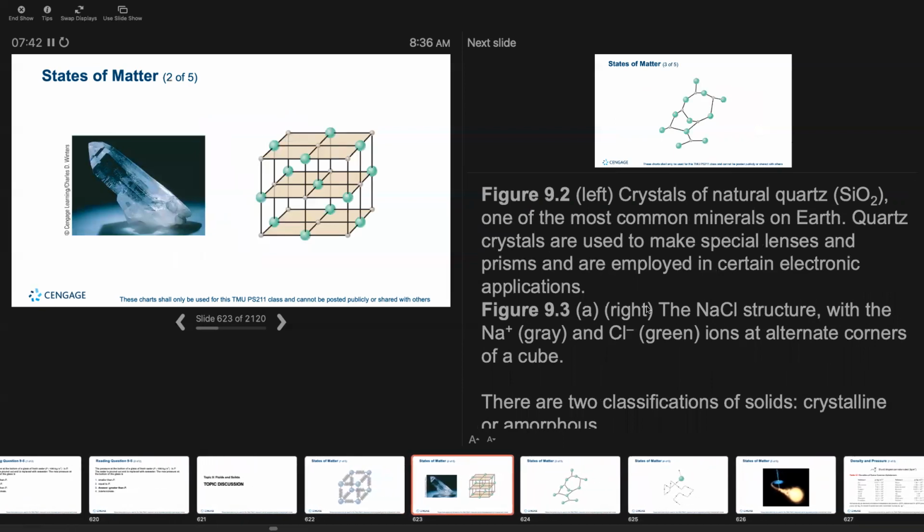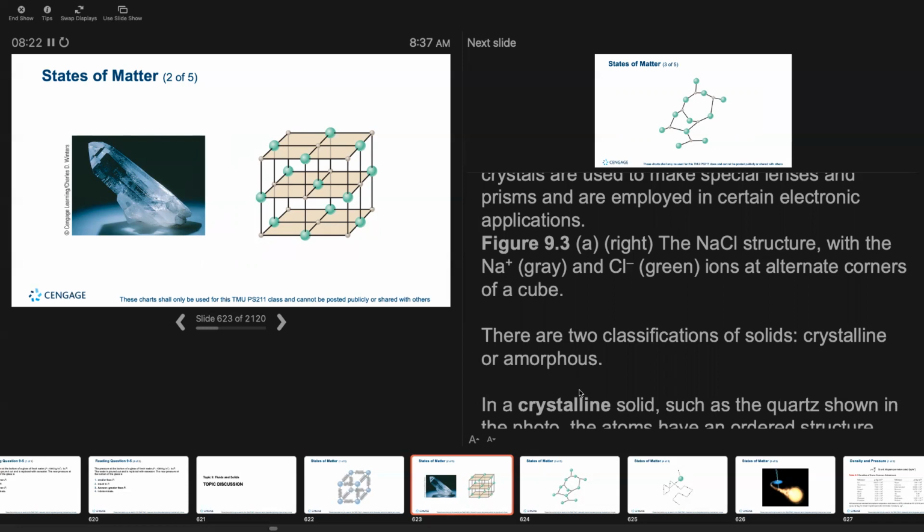So in this figure, on the left, we show crystals of natural quartz, silicon oxide, one of the most common materials on Earth. Quartz crystals are used to make special lenses and prisms and are employed in certain electronic applications. And on the right, we have a sodium chloride structure with the sodium shown in gray, if you will, and the chloride in green at alternate corners of the cube.